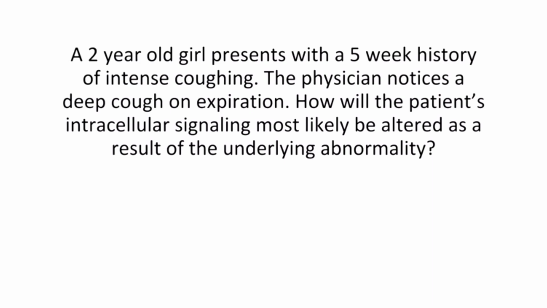Okay, hopefully from the question stem you notice that the girl has had a cough for 5 weeks, and she also has a deep cough on expiration. This is a pretty classic description of pertussis. Recall from microbiology that pertussis produces an exotoxin which inhibits the Gi alpha subunit. As I described earlier, the Gi alpha subunit pathway normally inhibits the production of cyclic AMP. So Gi normally causes decreased cyclic AMP.